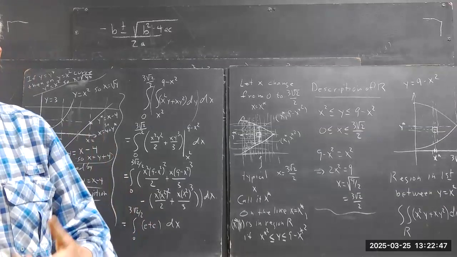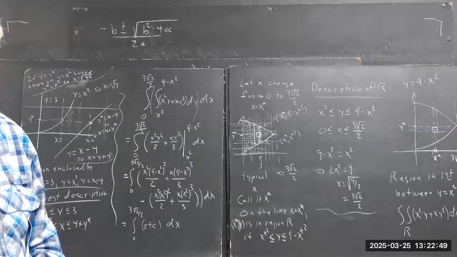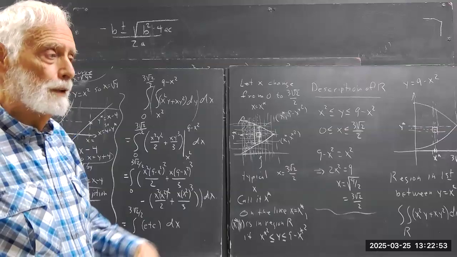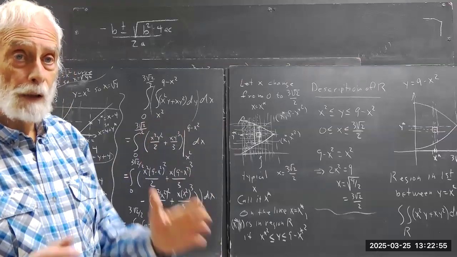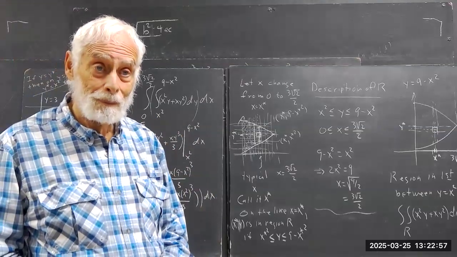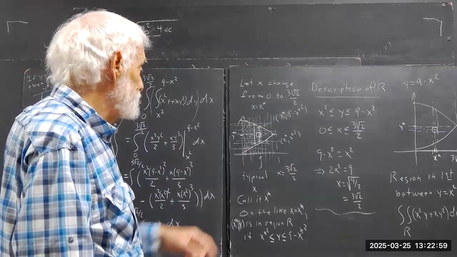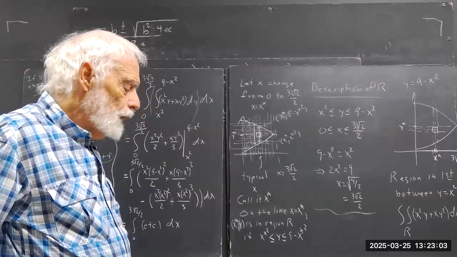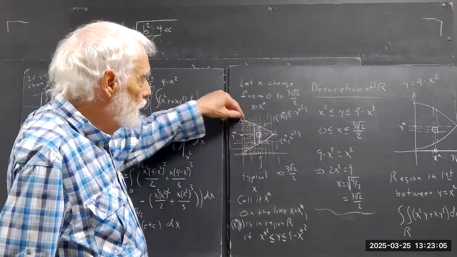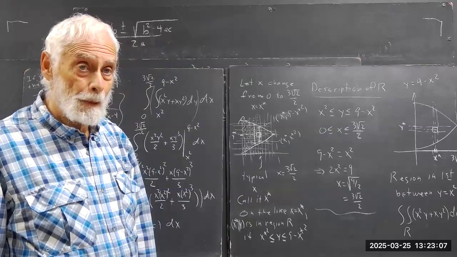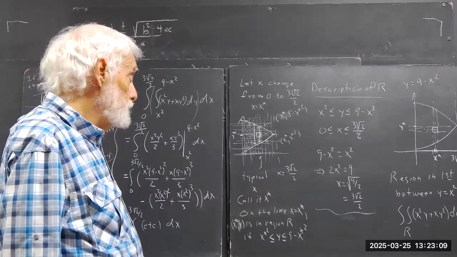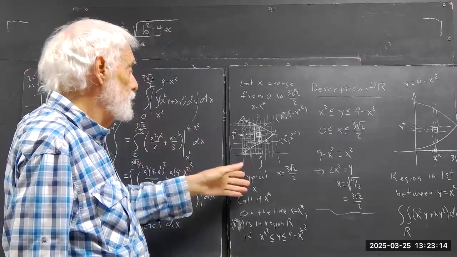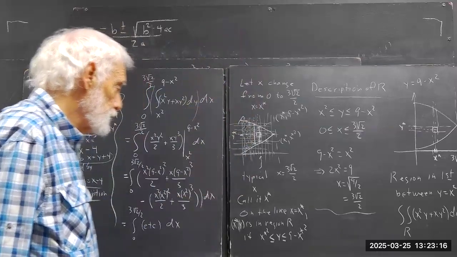Now that's what the book is talking about when they start out by saying, okay, you got type 1 and type 2 regions. They give you a mathematically rigorous definition of a type 1 region, which just means it's a region between two functions that you can describe with vertical cross sections. Okay.